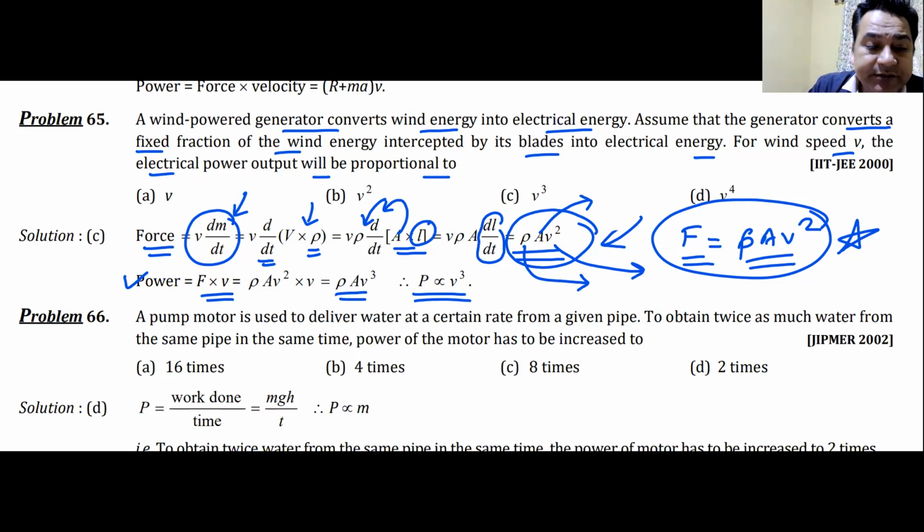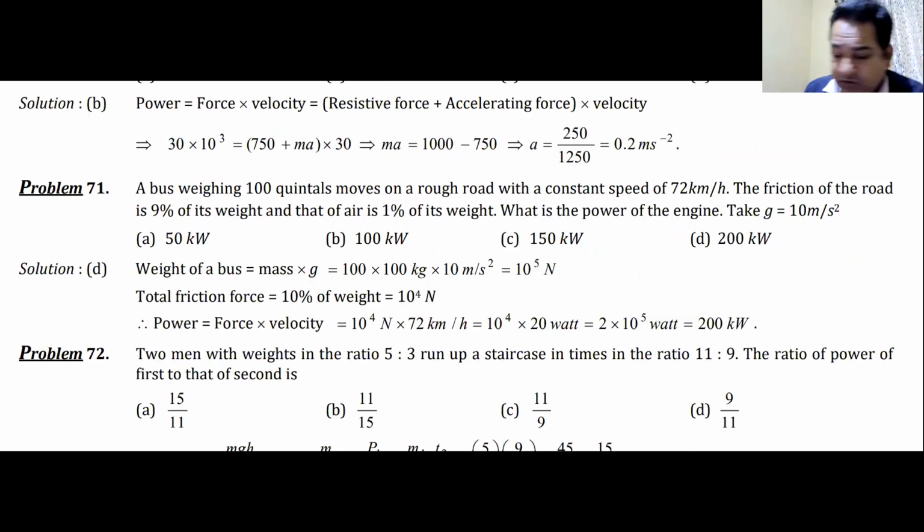That was about question number 65. I think she also has a problem with question number 71 or 72, whatever she's talking about. It's a very simple question. A bus weighing 100 quintals, you have to convert quintals into kgs, on a rough road. Constant speed is 72 km per hour. You have to convert it into meter per second.